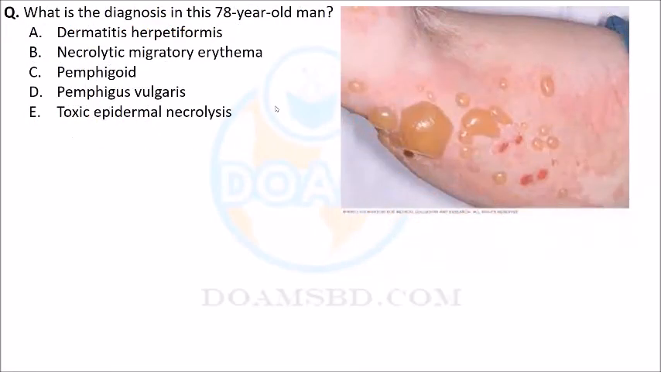Anyway, now, blistering disease, 78-year-old man. What could be? One question you memorize, doctor: what are the causes of blistering disease? Just memory. Now utilize your IQ, intelligence, how to identify the reason of this blister. Vulgaris. Somebody said pemphigoid.